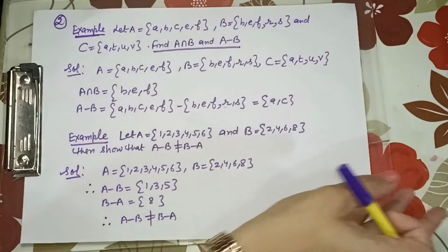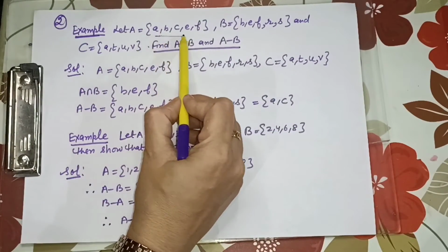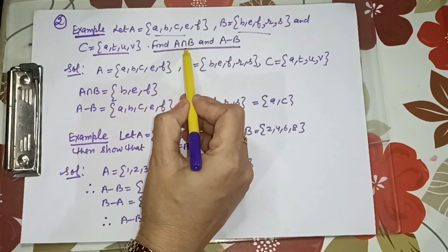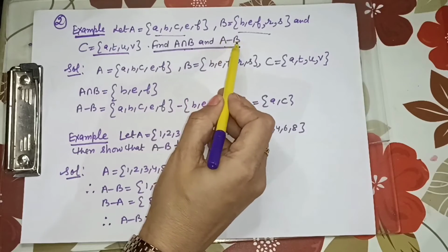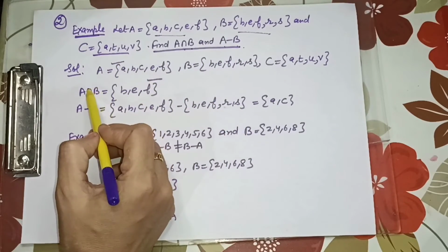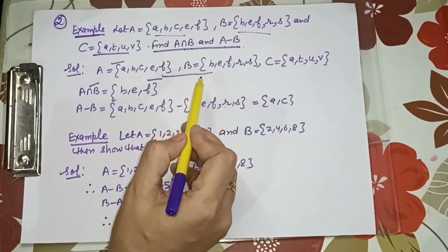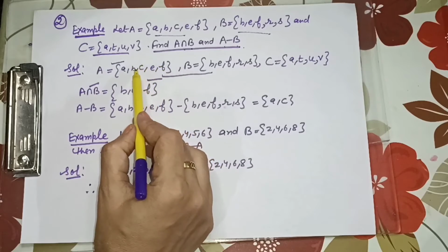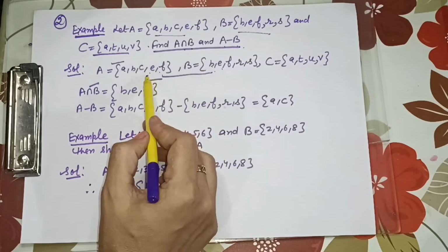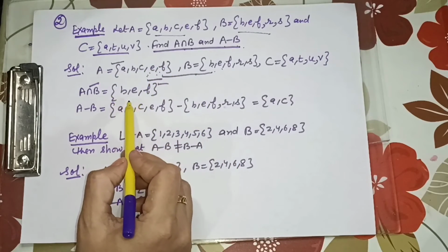Now, I will explain a few illustrations. I have given set A, set B and set C. I just calculate A intersection B and A difference B. A intersection B means we just have to take the common elements of A and B. The common elements are B, E and F, which are in both sets A and B. So I have written B, E, F. This is A intersection B.